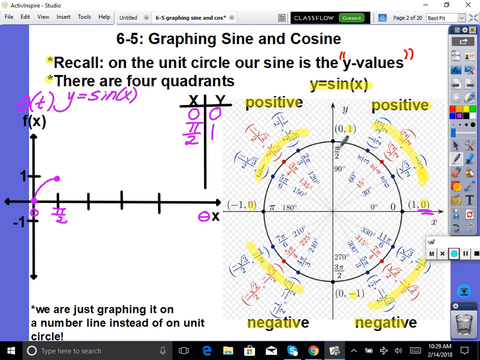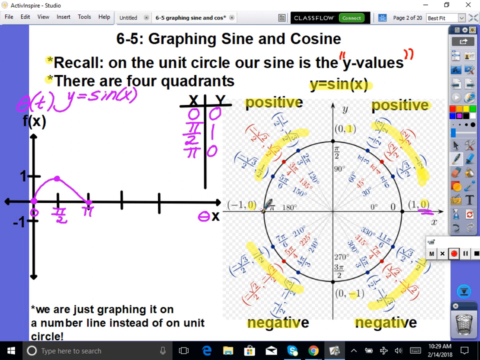Now after pi halves, we're going to pi. After we hit 1, we're then going down, down, down, till we hit 0 at pi. So at pi, we hit 0.